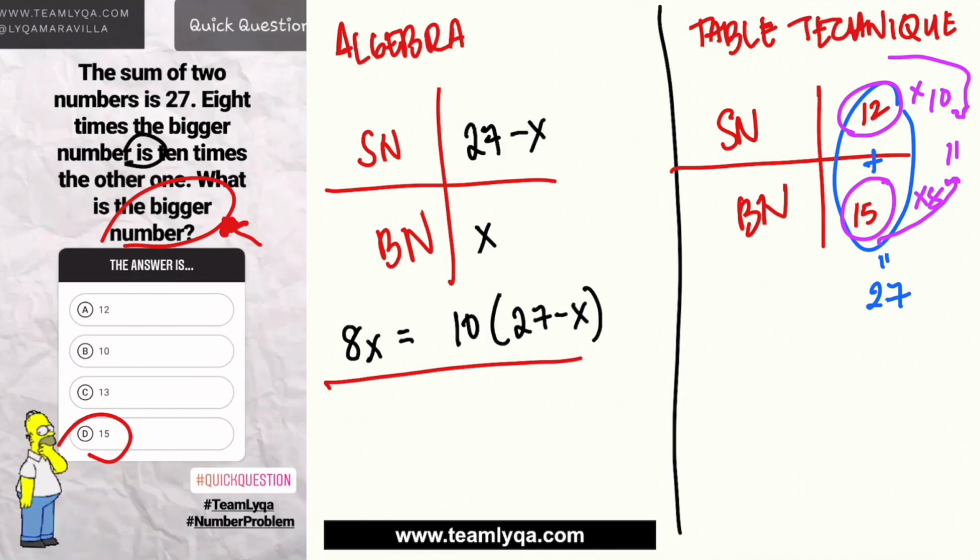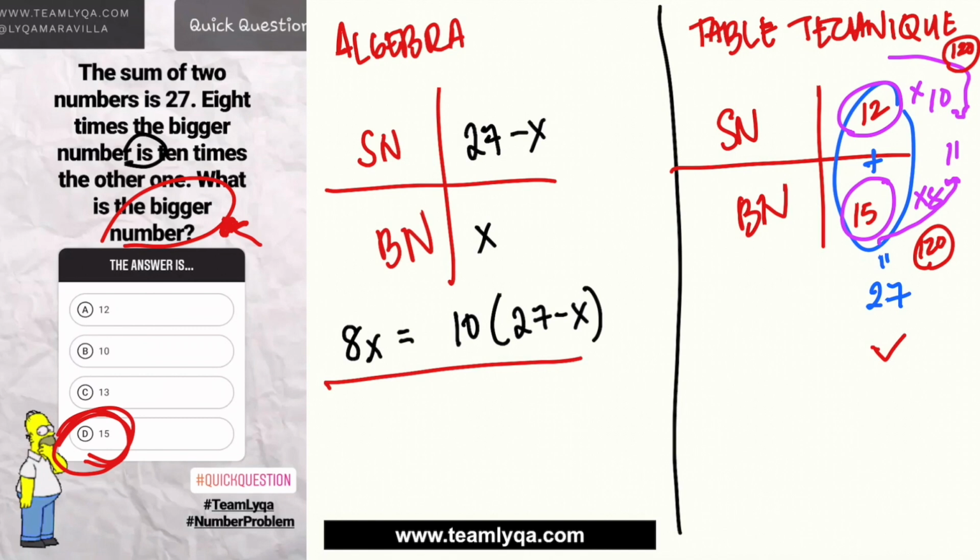So, 15 times 8 will give me 120. 12 times 10 would give me 120. And if you notice, pareho na sila. Tama na yon. So, ibig sabihin, ang tamang sagot indeed is 15. If you try any other number, it wouldn't work.